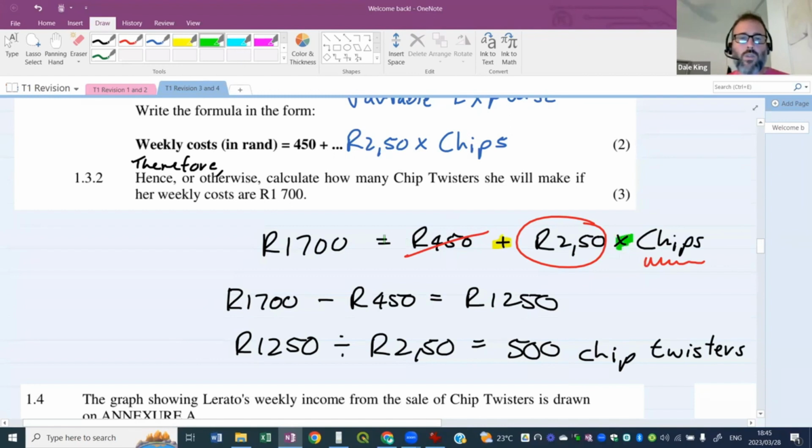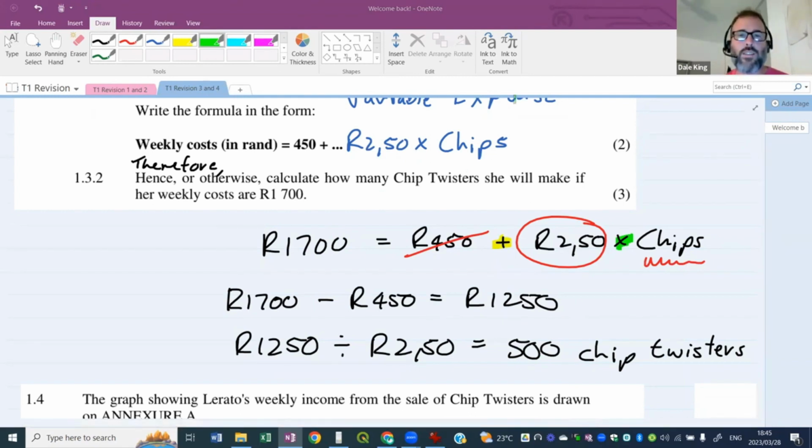Okay. So if we wanted to work out weekly costs, we would do it like normal, 450 plus 250 times chips. But if you want chips now, we've got to get rid of all these other things, the 450 and the 250, using these calculations here. So the question says, how many chip twisters? Chip twisters, 500 chip twisters.